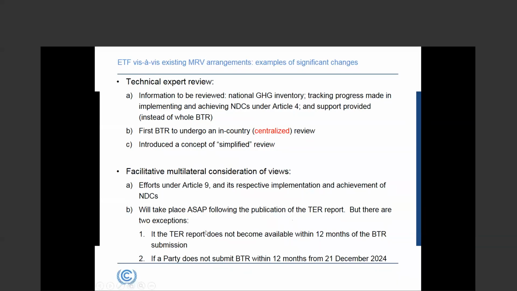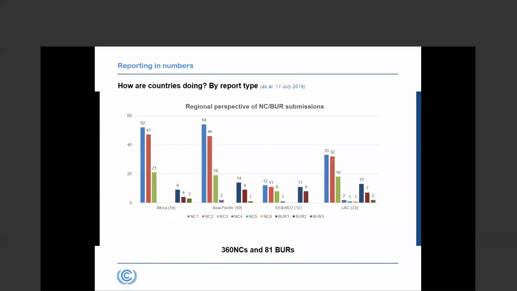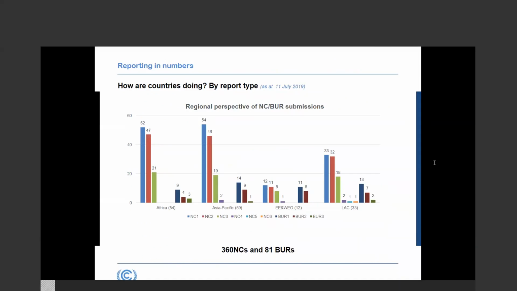Next slide, please. So that finished the first part of the comparison of the new requirements and some highlights. And now we are showing the different regional profiles of country submissions.